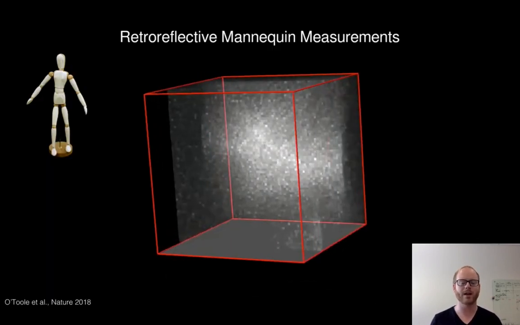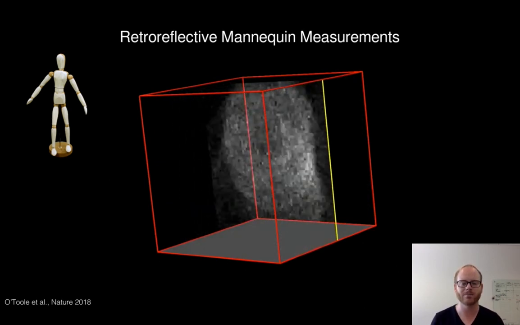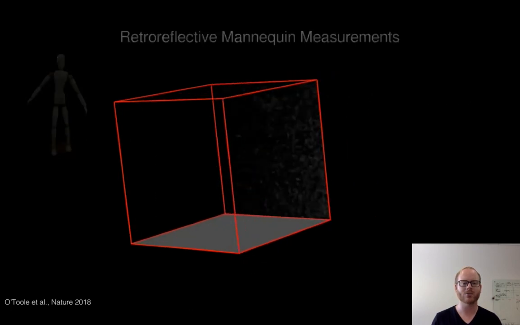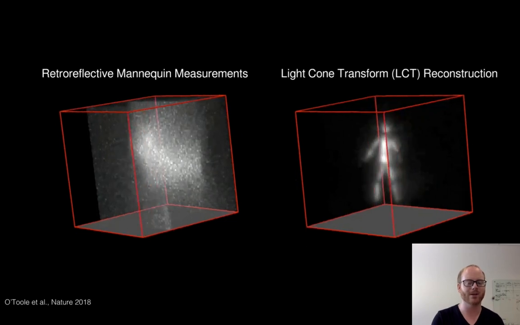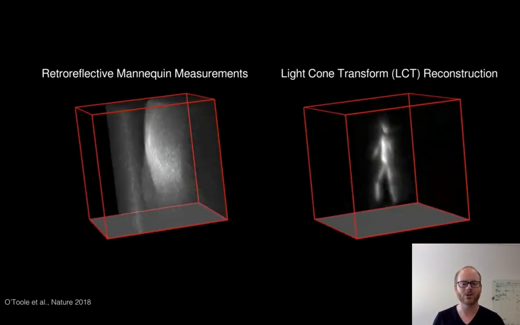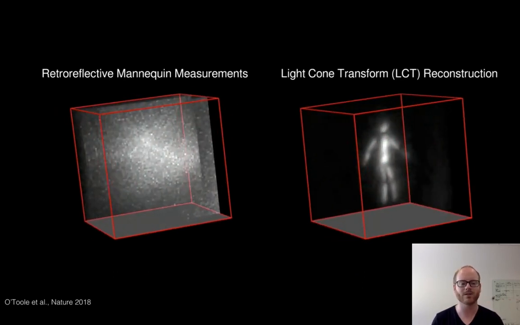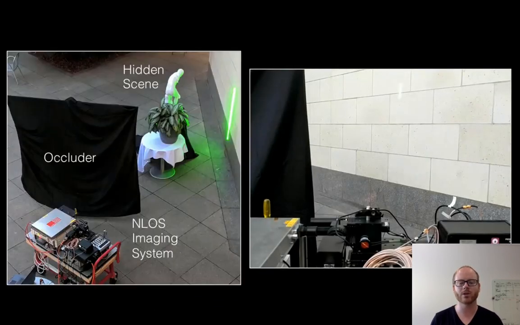Here's an example of experimentally measured data that we published in our Nature 2018 work. And what you can see here is that this time-resolved light is captured. It doesn't really look like the 3D objects at all. And then using advanced algorithms like our light cone transform, we can turn these measurements into a 3D representation of the scene. And indeed, we can do so very efficiently and in real time. So these were some of the earlier results.